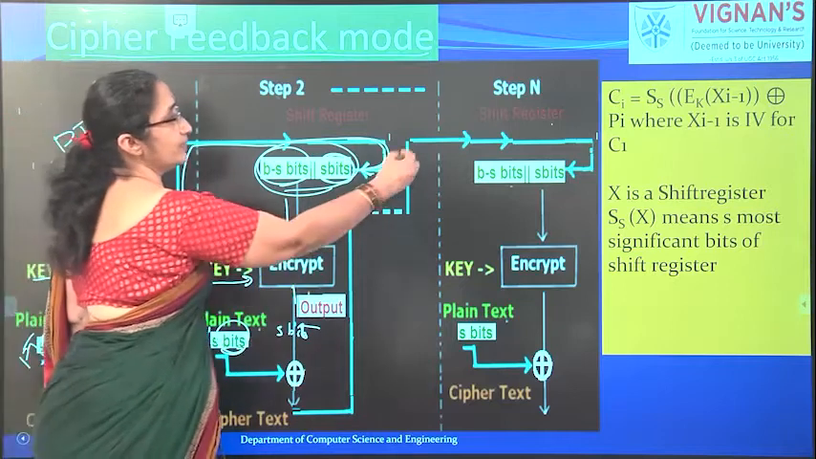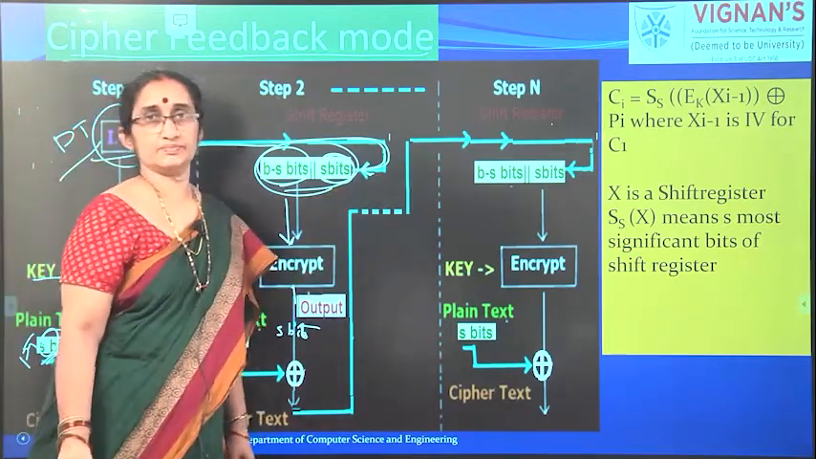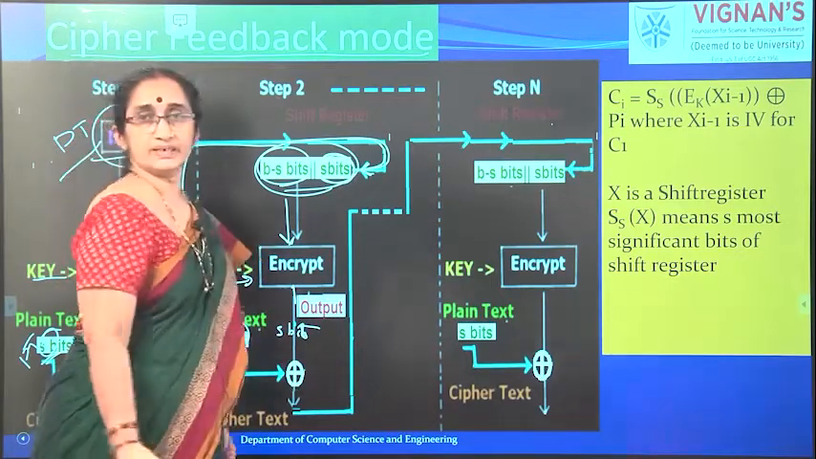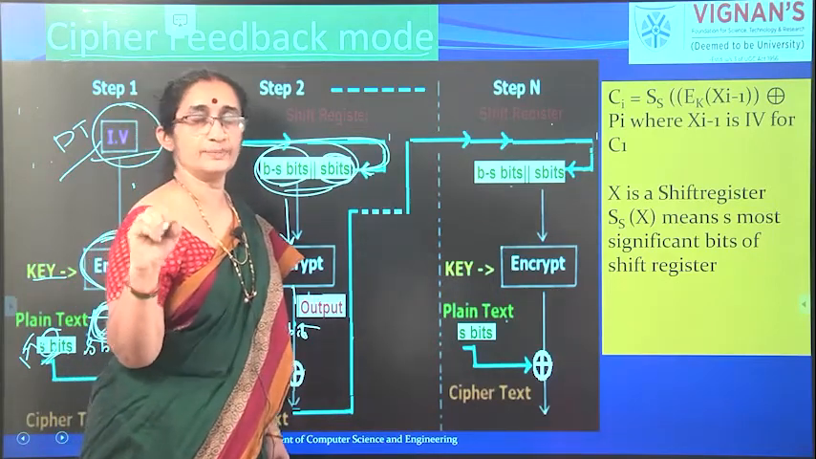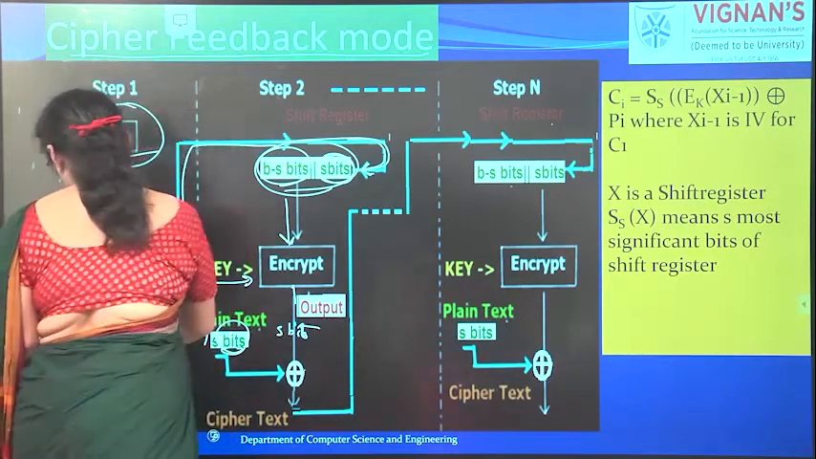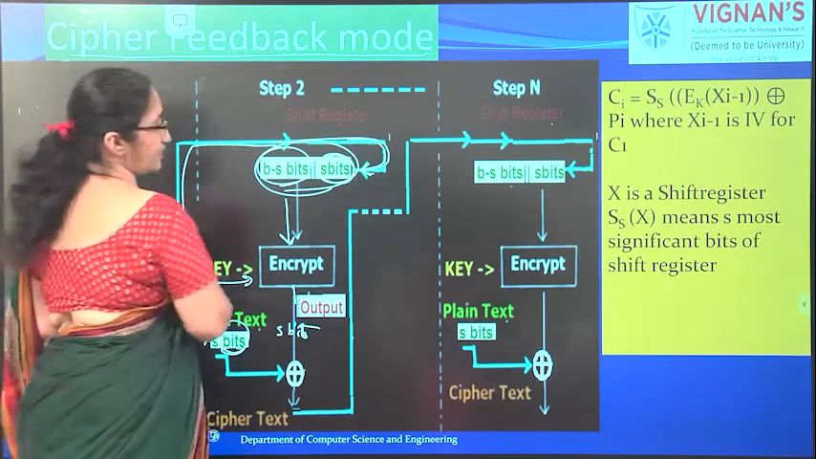So, this will be continued till the last plain text data. Mainly, it can be used both as a block cipher and a stream cipher depending upon the value of S. Suppose you are considering S as 64 bits, you can consider it as a block cipher itself.